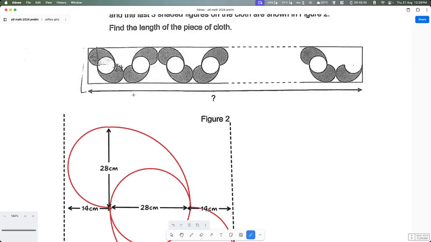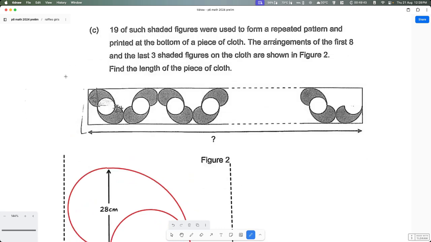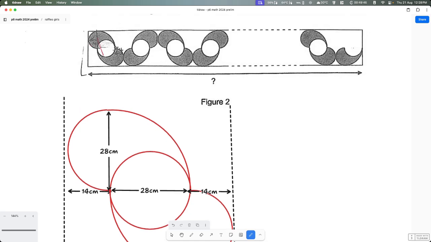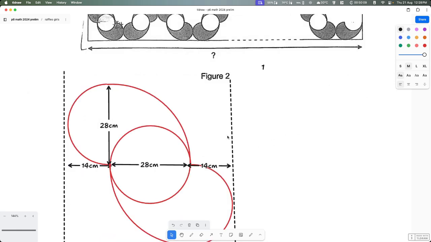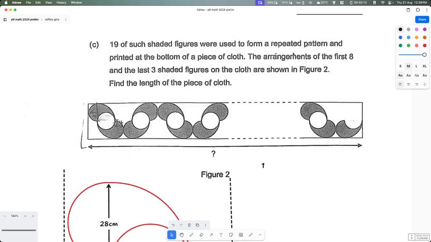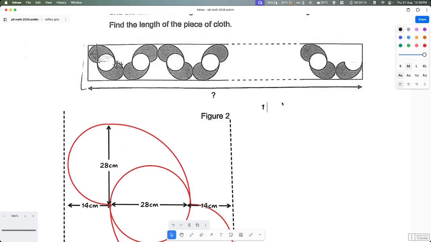Okay, so we need to know the number of these over here. So 19, right? We have 1 and 2, and we have 3 at the end. So we know 3 at the end. So let's have 9. So one such pattern is this 2, right? So 9 such is the repeated pattern. So one repeated pattern, and I'm just going to call it repeated pattern.